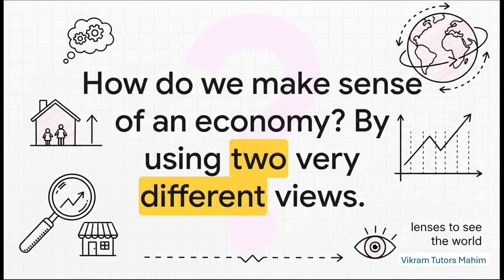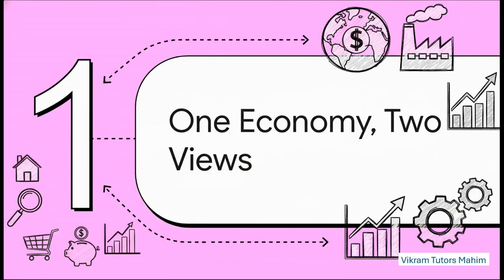See, to make sense of it all, we don't just look at it from one angle. Instead, economists use two really powerful, totally distinct lenses to see the world, and each one tells a very different part of the exact same story. At its core, modern economics is split right down the middle into two main branches. You've got microeconomics and you've got macroeconomics.